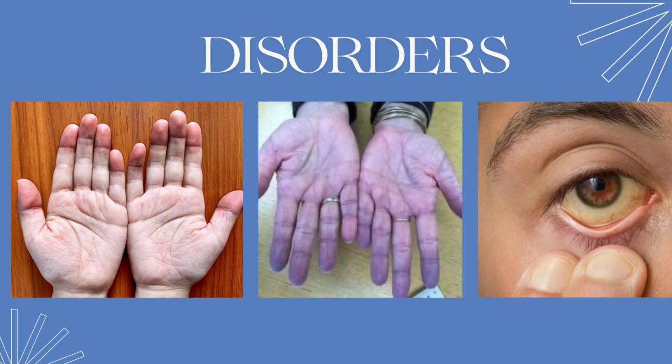Cyanosis is when the skin turns a bluish color, and this is caused by low oxygenation of the blood. This can be a sign of heart failure or choking. Jaundice is when the skin takes on a yellow cast and can be a sign of liver disorder. Pallor is when the skin goes pale or blanches and can be a sign of fear, low blood pressure, or anemia.